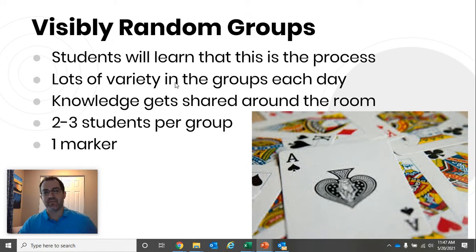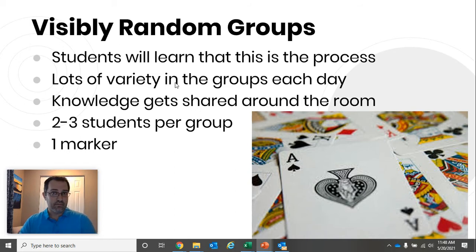So here's the beginning of it, the idea of trying to do visibly random groups. So there's a couple pieces here. First off, just the random group idea. The idea there is we're trying to have lots of different kids having the opportunity to interact with lots of others. So different students will have the opportunity to share their knowledge of different things at different times. We're going to be able to play off the strengths of different students at different times. So that's going to be kind of nice.